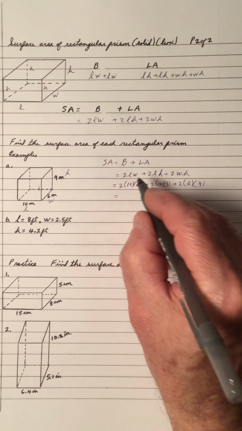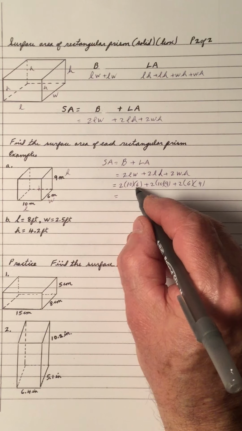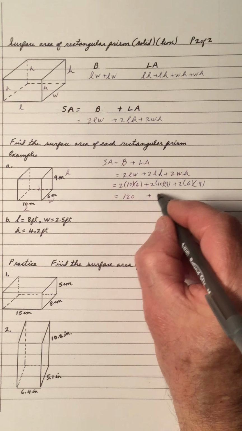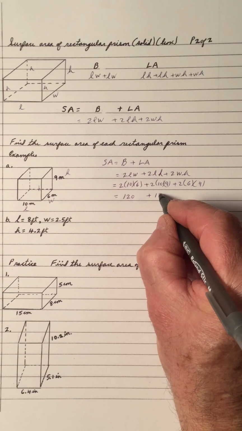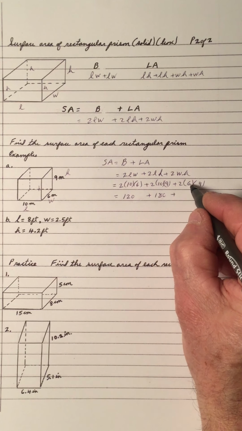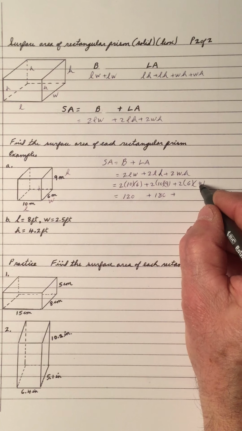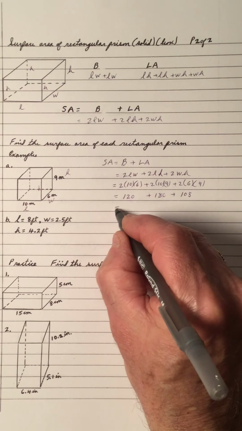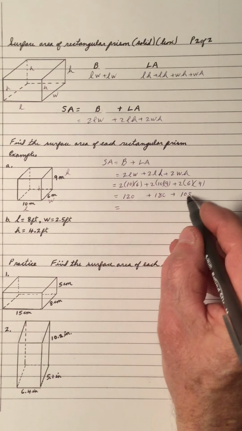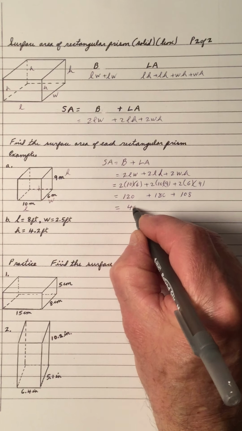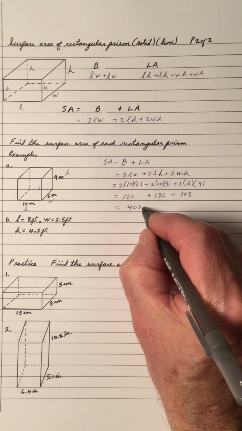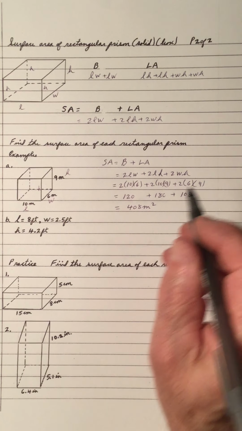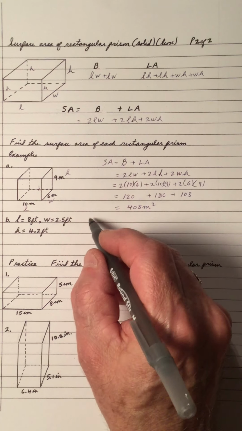So we multiply that with a calculator or with your head. 20 times 6 is 120. 20 times 12 times 9 is 180. And 2 times 6 times 9 is 108. And when you add all of them up with your head or your calculator, you get a 408 surface area. So we're talking meters squared. So that's that one worked out.